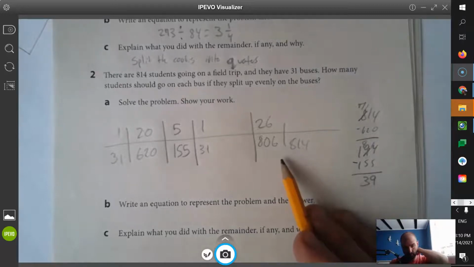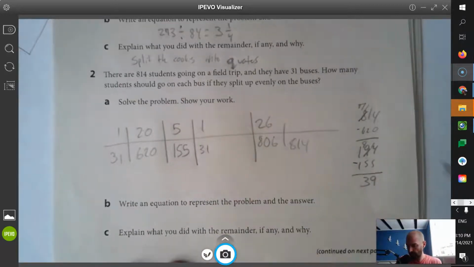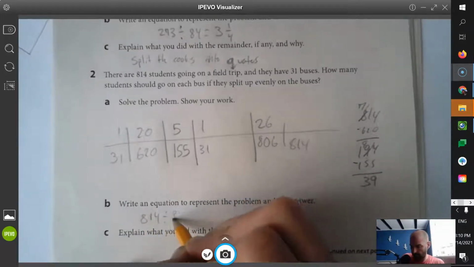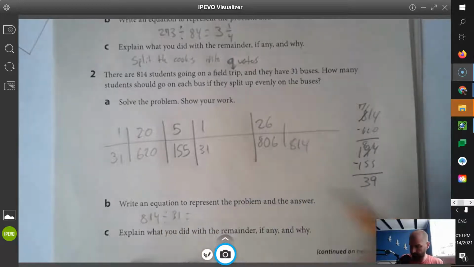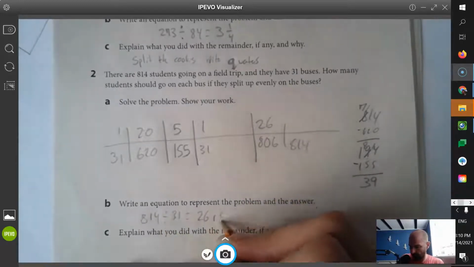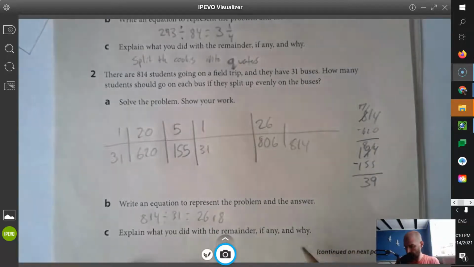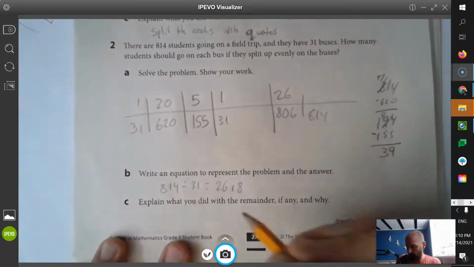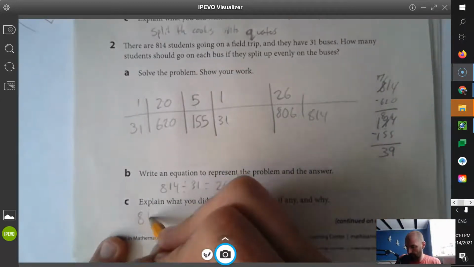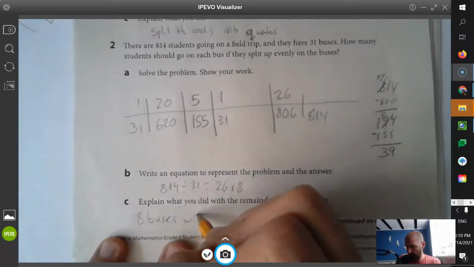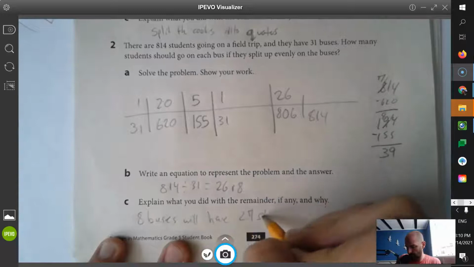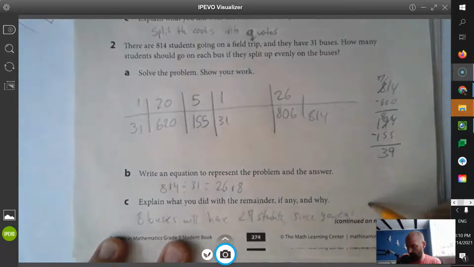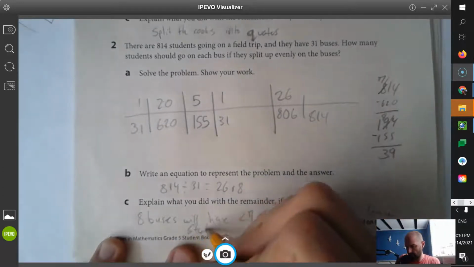So I'm going to have 814 divided by 31 is going to get me 26 remainder 8. Explain what you did with the remainder, if any, and why. So 8 buses will have 27 students, since you can't leave students behind. All right, cool.